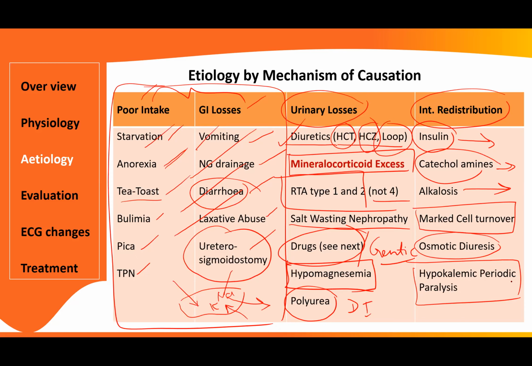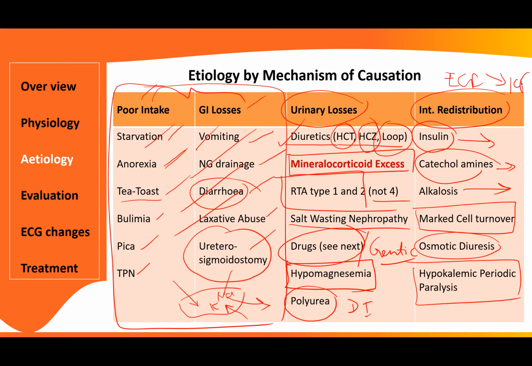So these are the etiological mechanisms of causation, as we have looked at in the slide: GI, urinary, and distribution between the cell membrane, ECF and the ICF. Internal redistribution between ECF and ICF.